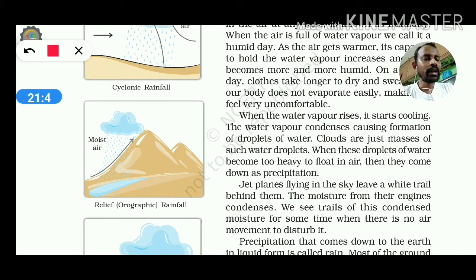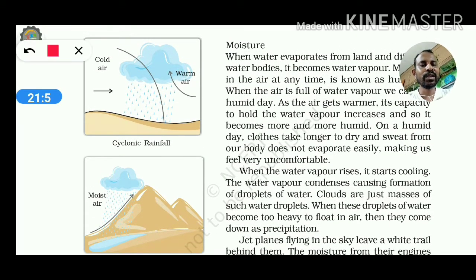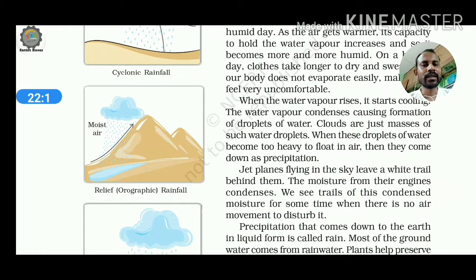When it is in liquid form, it is referred to as rainfall. Now look at, there are different types of rainfall. First of all, cyclonic rainfall. What is the meaning of cyclonic rainfall? The rainfall we see during a cyclone is referred to as cyclonic precipitation or cyclonic rainfall. The main reason is that cold and warm air merge with each other, and lead to this type of rainfall.